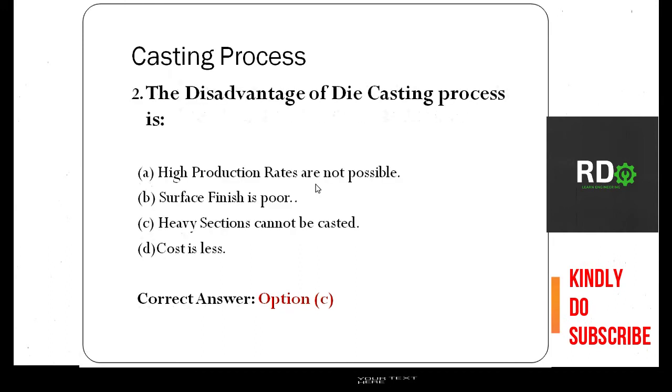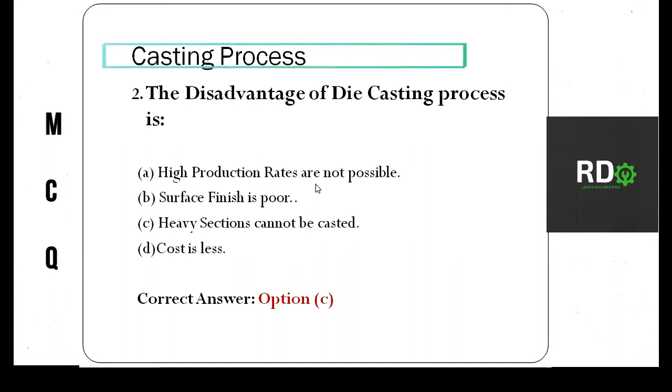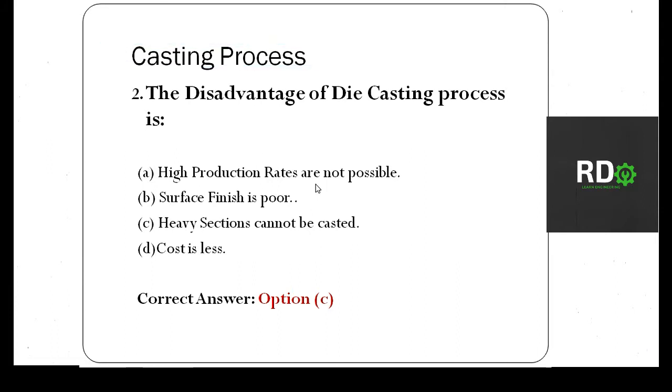Second, the disadvantage of die casting process. If you see, except the option C, all are the advantages. Okay, means the cost is less, and the main disadvantage of the die casting process is heavy sections cannot be casted. Okay, so option C is the right answer for the disadvantage of die casting process.